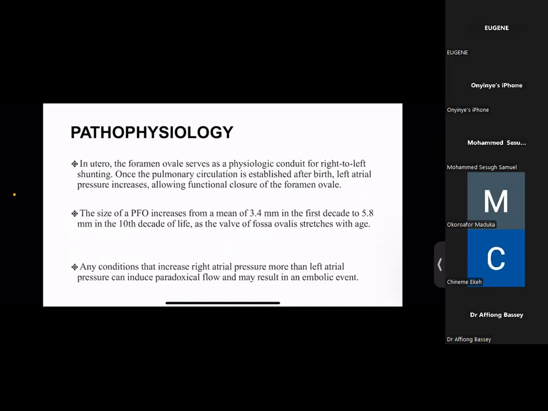To talk of the pathophysiology, like I earlier said, foramen ovale serves as a conduit for right to left shunts. But once after birth, pulmonary circulation is established, the left atrial pressure increases and allows functional closure of the foramen ovale. When foramen ovale persists after birth, it's usually about 3.4 millimeters, but as the patient progresses in age, it actually stretches further. Any condition that will increase right atrial pressure more than left atrial pressure can induce a paradoxical flow and increase the flow of blood across the shunt.